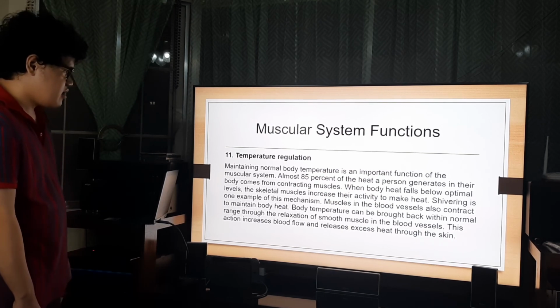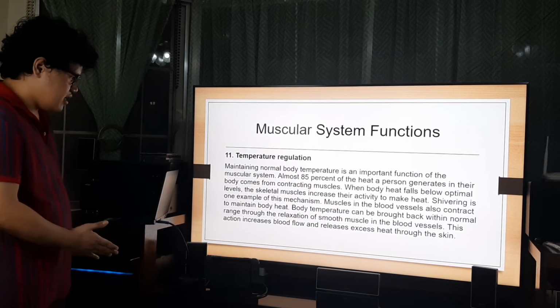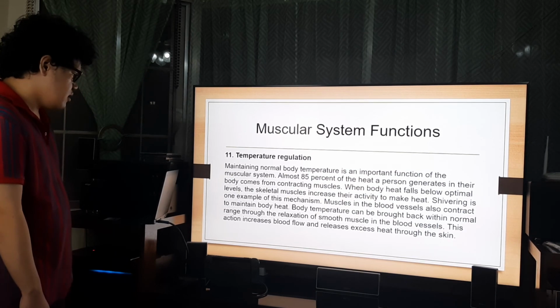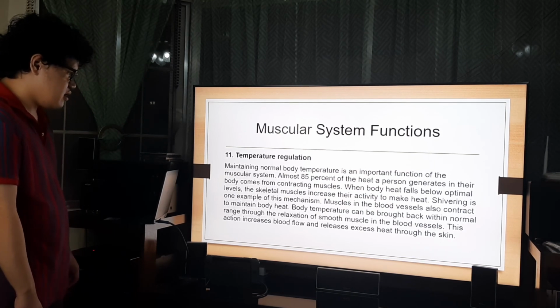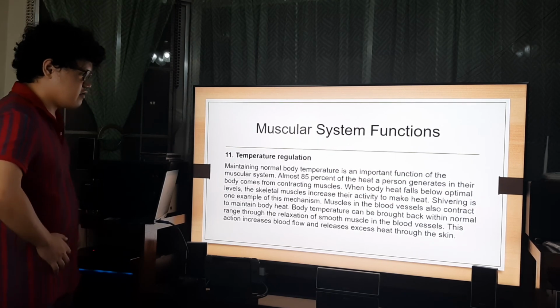Muscles in the blood vessels also contract to maintain body heat. Body temperature can be brought back within normal range through the relaxation of smooth muscles in the blood vessel. This actually increases blood flow and releases excess heat to the skin.